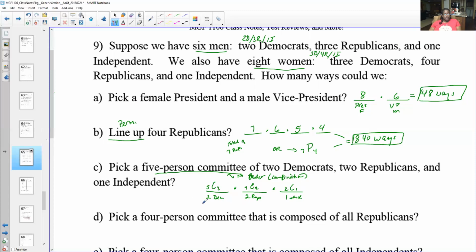All right, so here's our structure. In order to create a 5-person committee consisting of 2 Democrats, 2 Republicans, and 1 independent, we need to first draw our structure. We have 1 line for Democrat, 1 line for Republican, 1 line for independent. The first one, we're going to add up all of our Democrats. We have a total of 5, but we only need to choose 2. So 5 combination 2. Then for Republicans, we have 7 total. So 7 choose 2. Then for our independents, we have a total of 2, but we only need to choose 1.